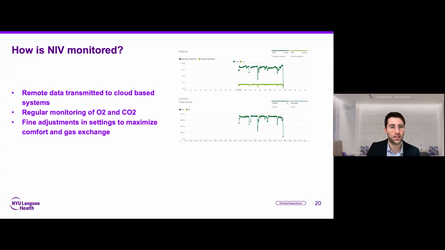So how is the non-invasive ventilator monitored? All the devices these days use cloud-based systems where their data is remotely transmitted to them. We can then go in and see that data. Before a clinic visit we always review their prior data, look at how much they're using it, and how well the volume of air is being delivered. That can help guide us in making adjustments to their settings to improve patient comfort and gas exchange.